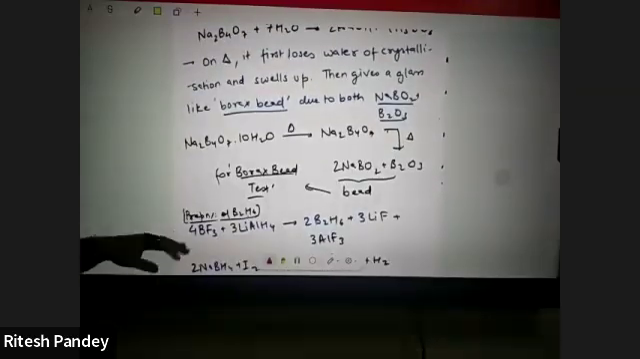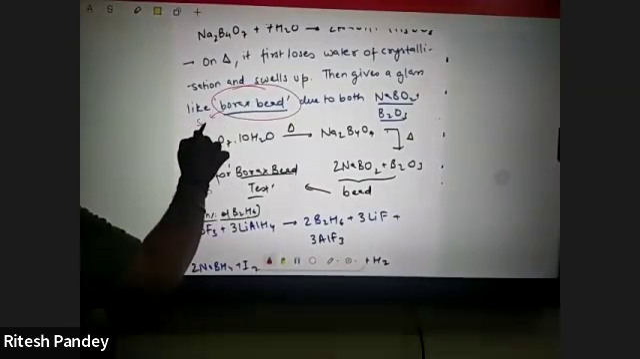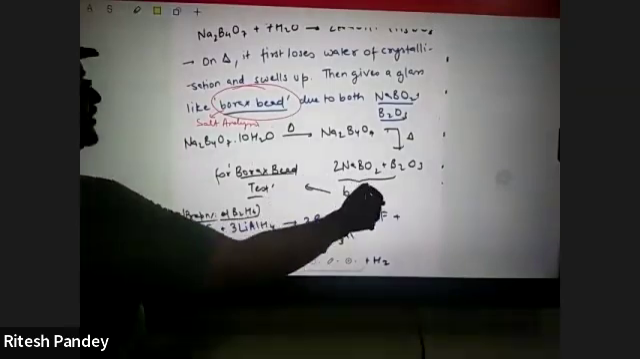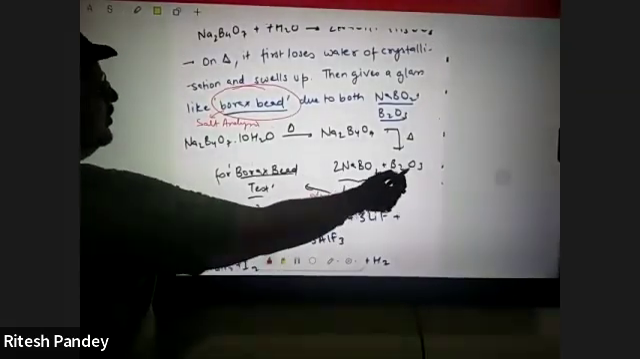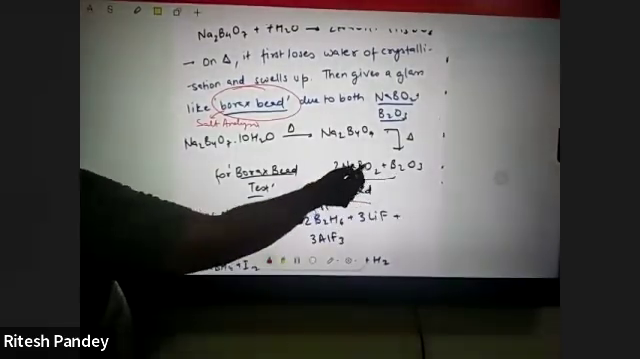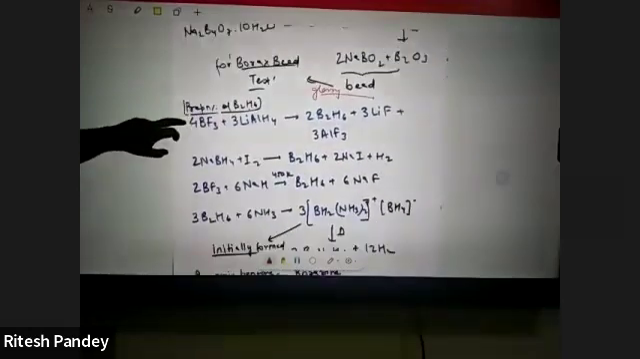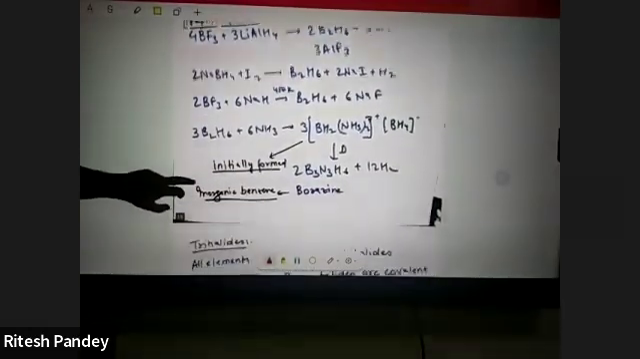And see, this is the borax bead test. I do tell you about the borax bead test in salt analysis only. But this is the mixture which gives you the glassy bead. And generally the boron trioxide or NaBO2 would form colored borates. Preparation of diborane is also given in brief.